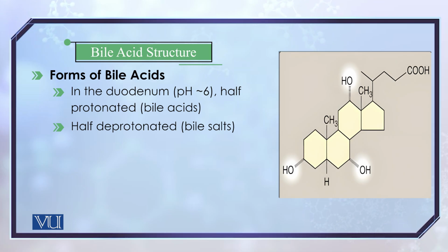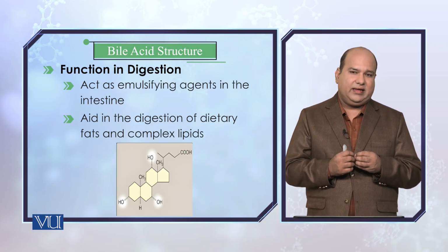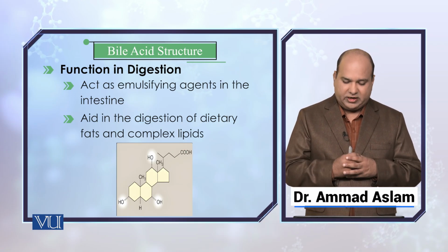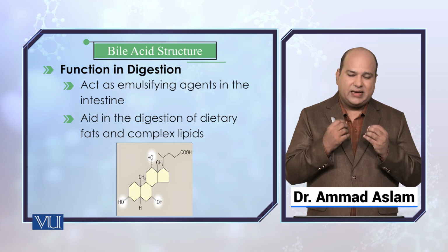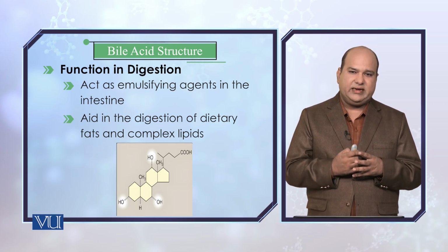In the duodenum, it is half protonated, and in the form of bile salts, it is half protonated and half deprotonated. It occurs in two forms in the large intestine. One of the major functions of bile, and we have talked a lot about it, is that it acts as an emulsifying agent, which contributes towards the digestion of lipids.